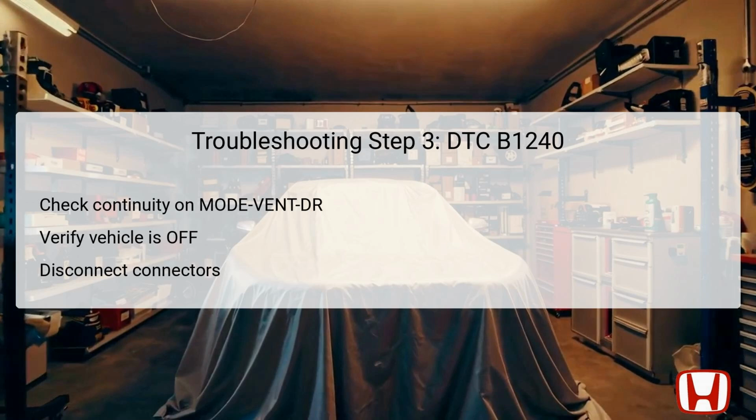Using a multimeter, check for continuity between test point 1 at climate control unit connector B24P, number 19, and test point 2 at the mode control motor 5P connector, female terminals, number 2. If continuity is found, the mode vent DR wire is intact, and moving forward in the troubleshooting process is appropriate.